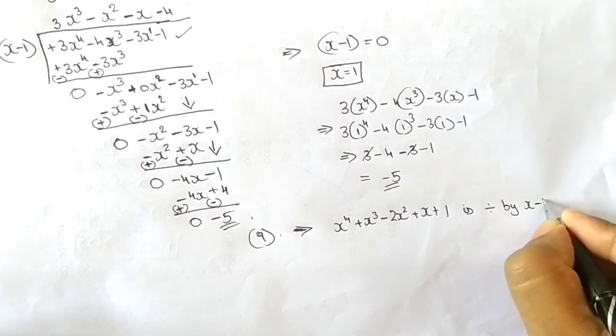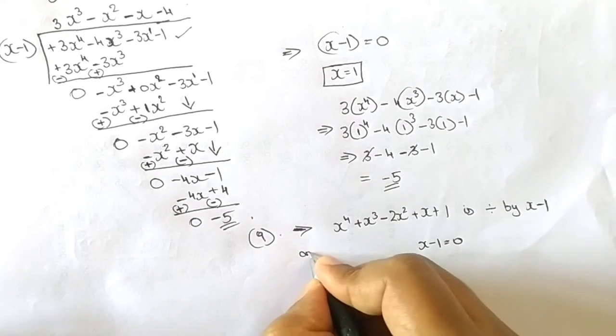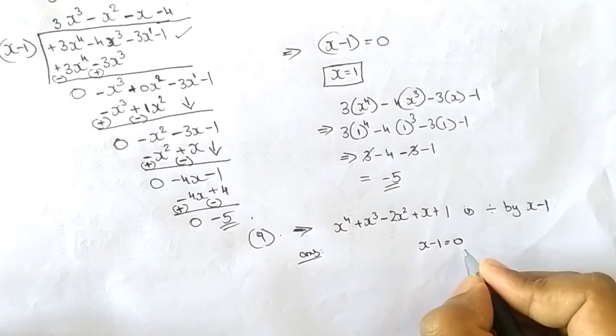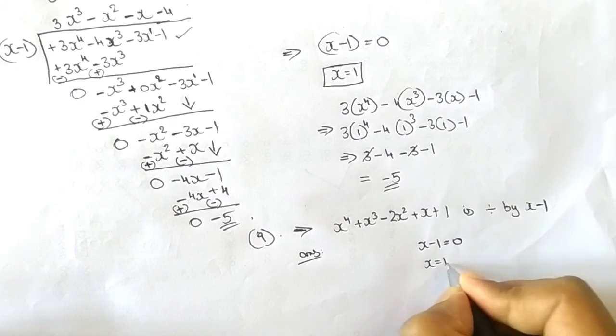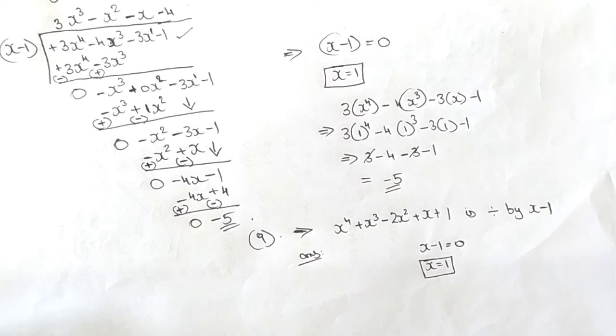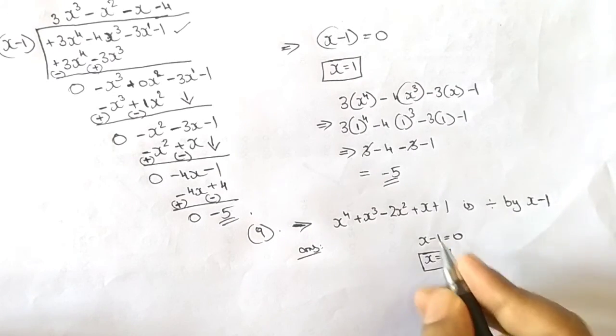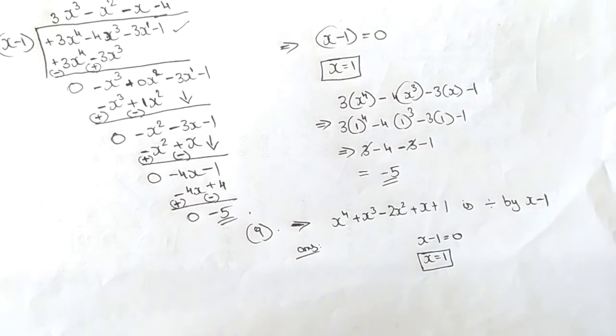Find the 0 of the polynomial of the divisor. X minus 1 is equal to 0. So x is going to be 1. We found out that the 0 of the polynomial of the divisor is 1. Substitute this in the given polynomial, and you will get the remainder. That's it.